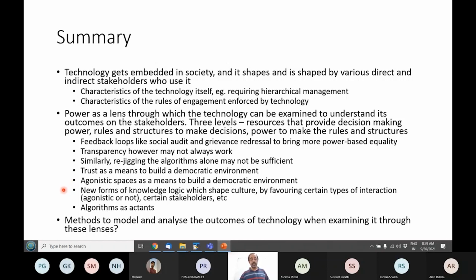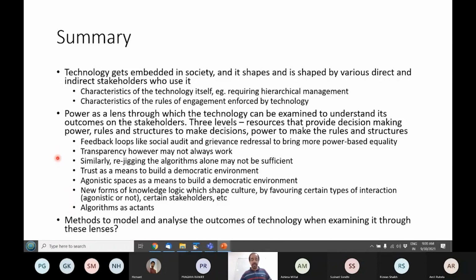Then the additional aspect, which links to whether algorithms themselves can solve some of these problems, is that algorithms could actually even shape knowledge, and therefore algorithms themselves should be considered as actants, which might be favoring certain stakeholders, or which might enable certain kinds of knowledge and meaning, which can change many of these trust dynamics, or agonistic spaces, or the ability of people to discuss and debate. Because the algorithms could change the meaning itself of how people perceive the world.